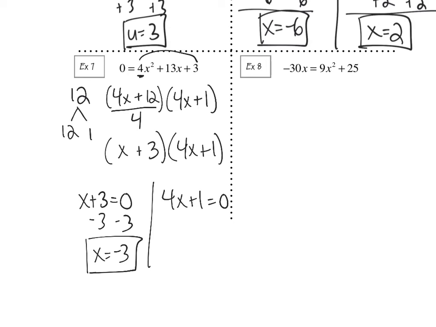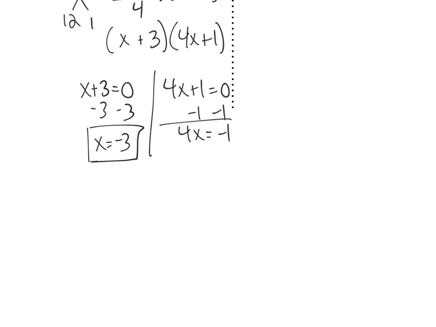And then we say 4x plus 1 is equal to 0. This one's a little trickier. Minus 1. We've got 4x equals negative 1, and then we need to divide by 4. So if we divide both sides by 4, we are going to have a fraction answer, and that's okay. So our second solution is negative 1/4. Okay? So our two solutions are negative 3 and negative 1/4 for that one.